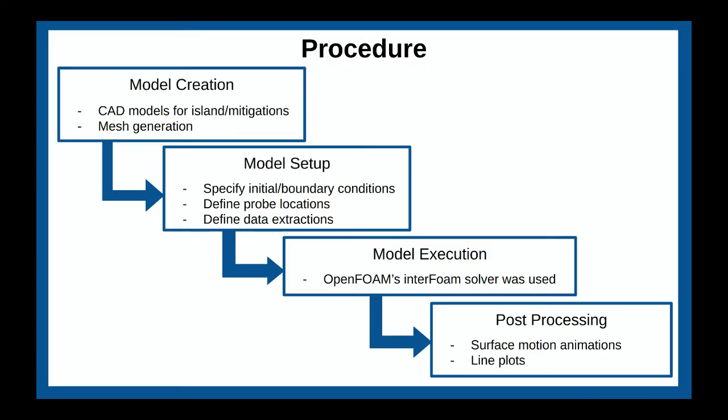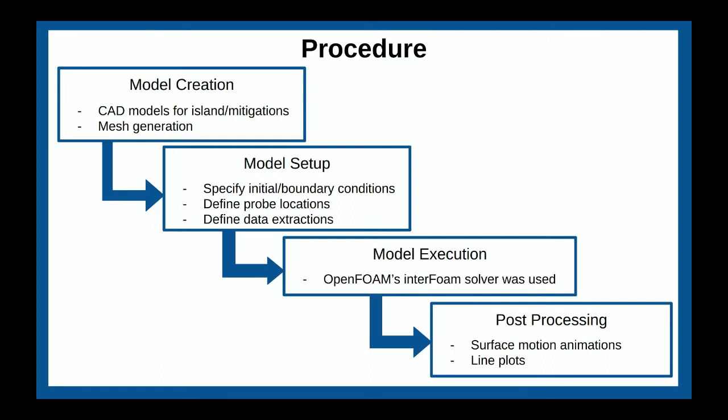The procedure we followed in our simulation study is shown in the flowchart. First, the island model and mitigation structures were constructed and the computational mesh was generated. Next, initial and boundary conditions were specified. Notably, in the scale model, the incoming wave height was set to 6.4 centimeters. Also, probe locations were defined where water surface height and total pressures were set to be recorded at tenth of a second intervals. The entire water surface shape was recorded at tenth of a second intervals as well.